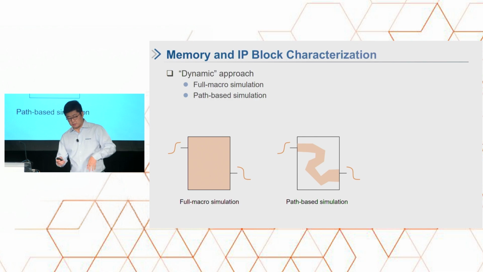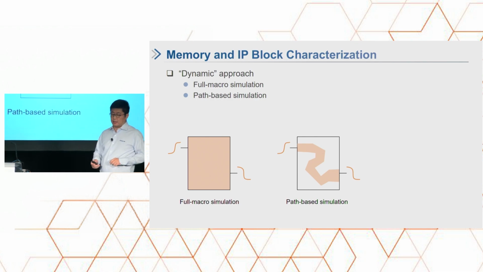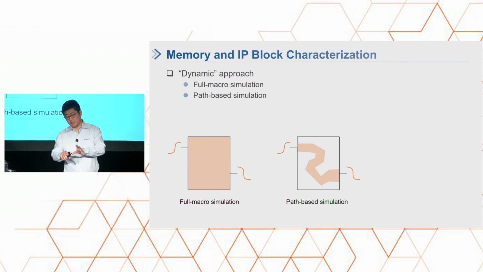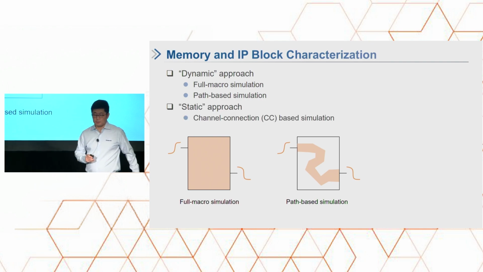Here's a diagram to show this. To simulate the entire cell, the orange part is what we simulate. To simulate the delay from a certain input to a certain output, we can simulate the entire block, or we simulate the relevant part of the circuit.